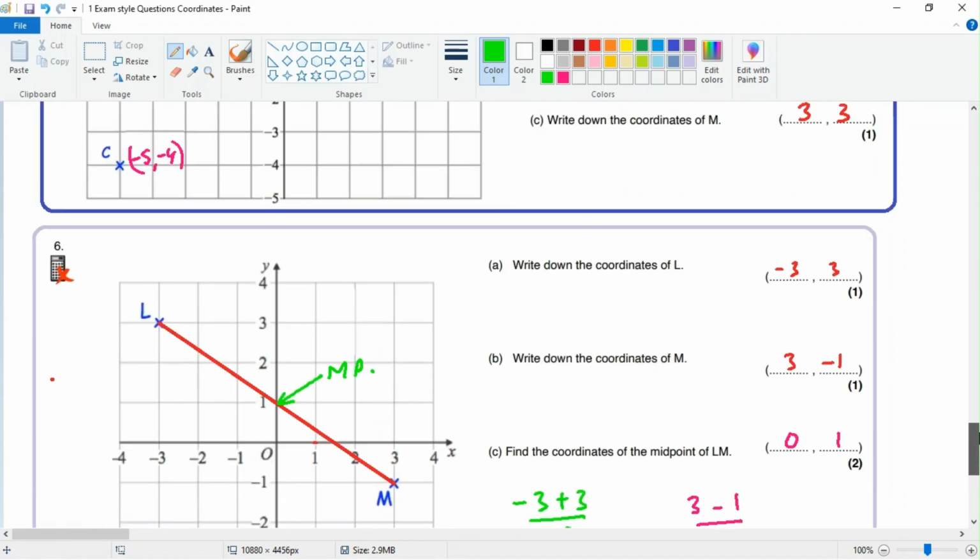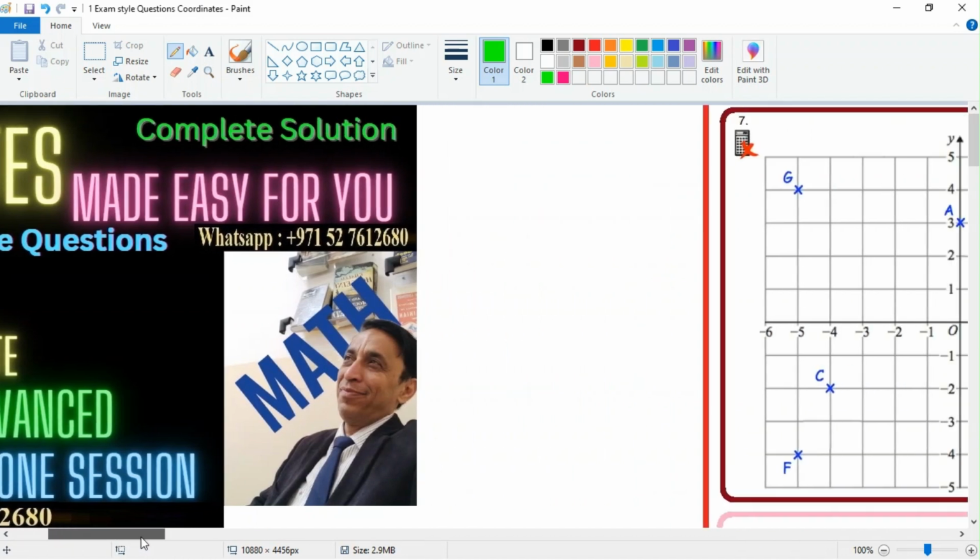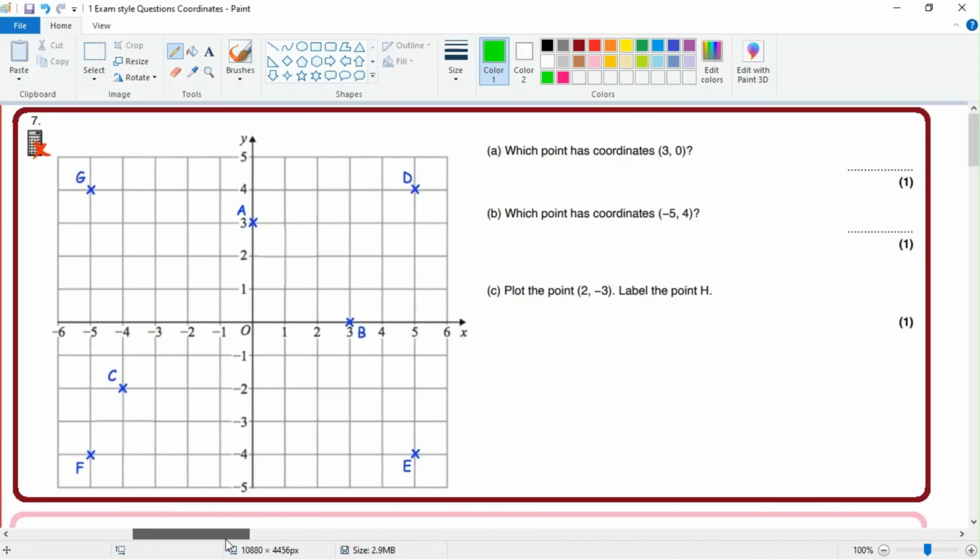Now comes the next question, which is question number 7 over here. And you can see they're asking which point has coordinate 3, 0. 3, 0 is point B. And then which point has a coordinate negative 5 and 4. Negative 5 is over here and 4 is here. So that means F is the point which is negative 5 and 4.